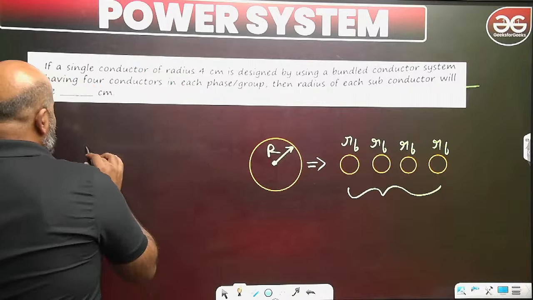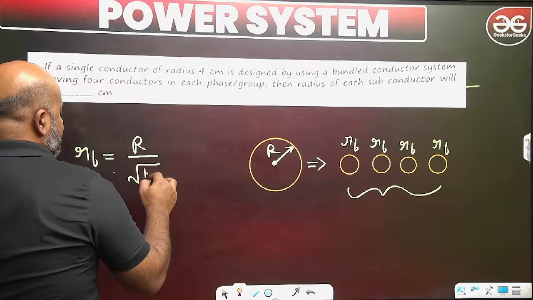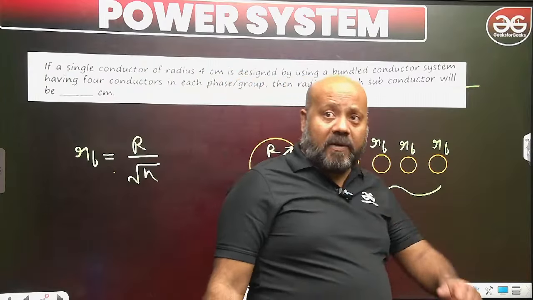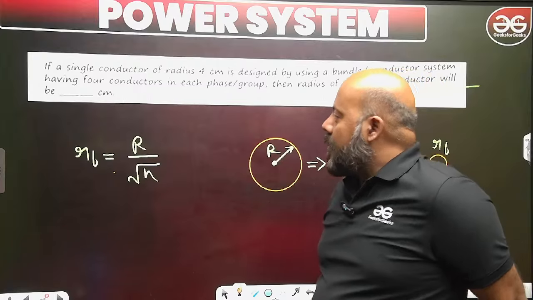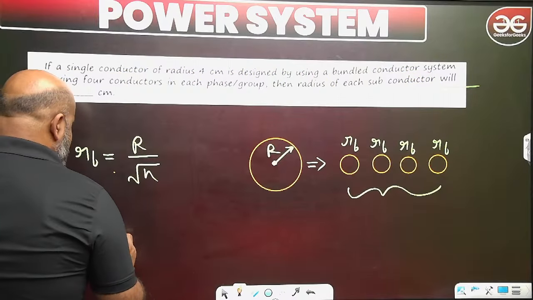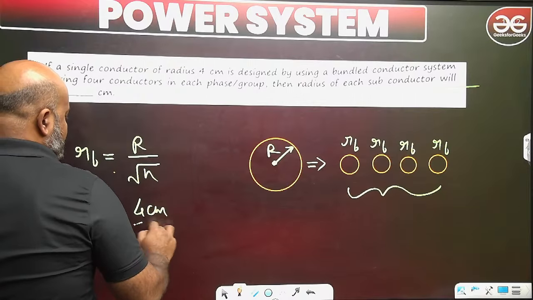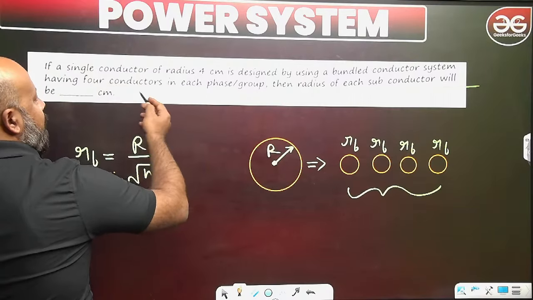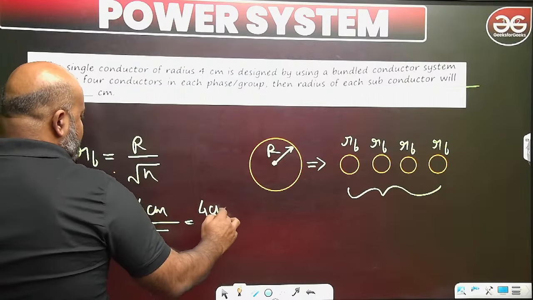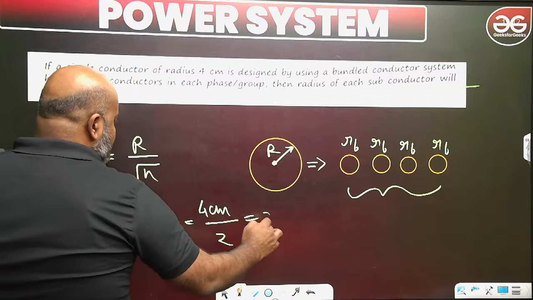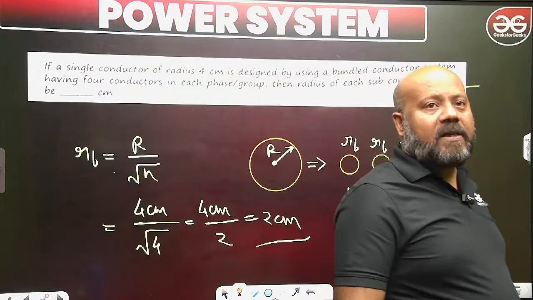So do you know any formula? Yes. The bundled conductor radius is R upon under root N, if you remember this formula. If you don't remember the formula, I will tell you the procedure. Yesterday I discussed it. So directly you can write, what is the radius of this single conductor? 4 centimeter. How many subconductors you are having? 4. So it is under root 4. So it is nothing but 4 centimeter divided by 2, that is nothing but 2 centimeters. What is the answer? 2 centimeters. Very easy question.